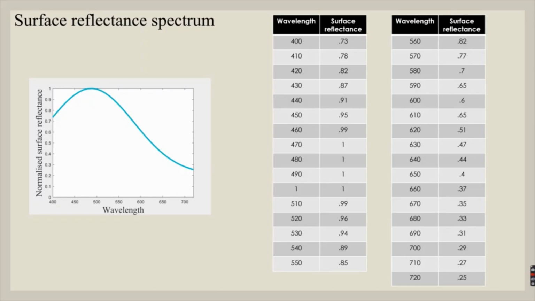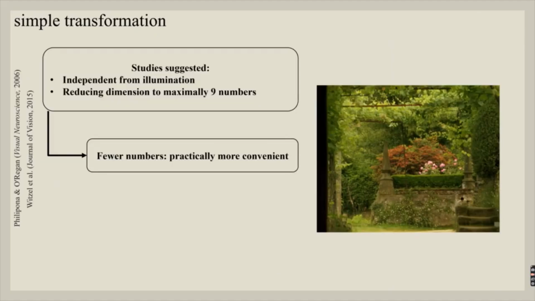However, just imagine how practically inconvenient it could be if we use the amount of the reflected light at each wavelength, because we end up using many numbers to specify a single color. More importantly, these numbers don't provide us with any perceptual information. To characterize surface colors independent of the light by many fewer numbers rather than the full spectrum, previous studies proposed a simple linear transformation. Having fewer numbers, this transformation is practically more convenient to communicate than the full spectrum.